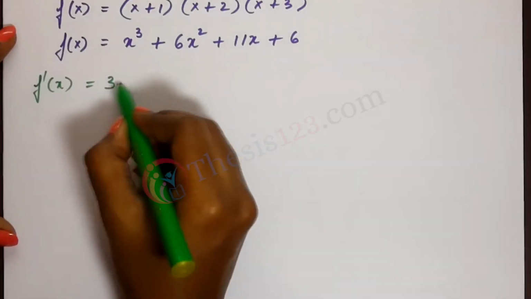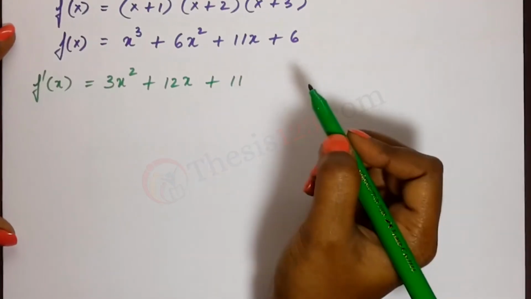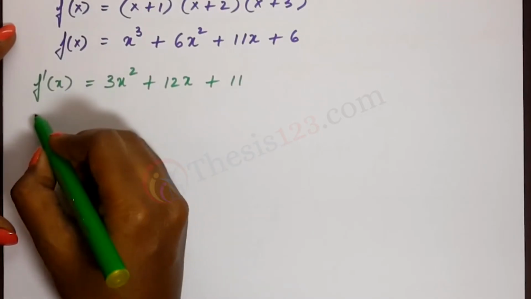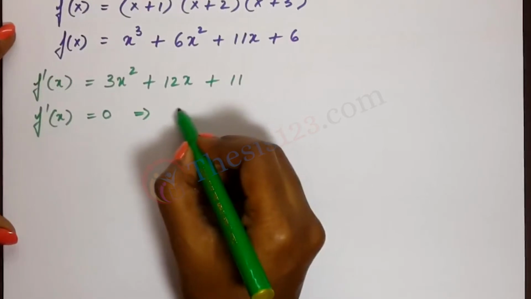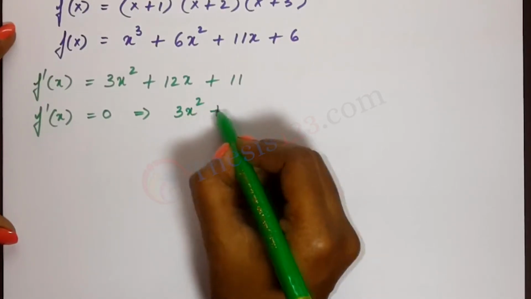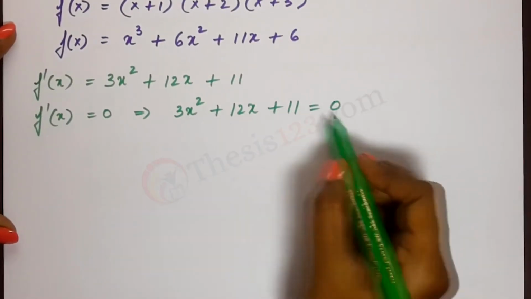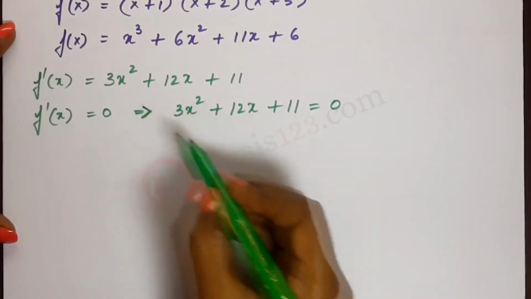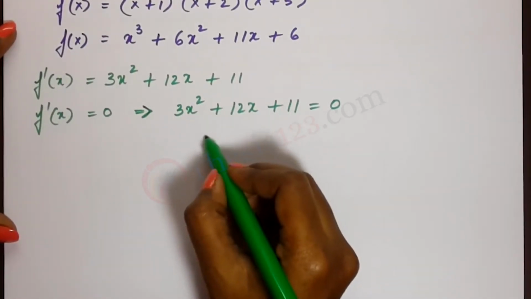f'(x) is equal to 3x² + 12x + 11. Now, in order to solve and find the value of x, we have to equate f'(x) to 0. So that implies that 3x² + 12x + 11 is equal to 0. Now we can solve this by using the quadratic equation, or since we'll be able to use our calculators anyway, we can easily find the roots and the values of x.